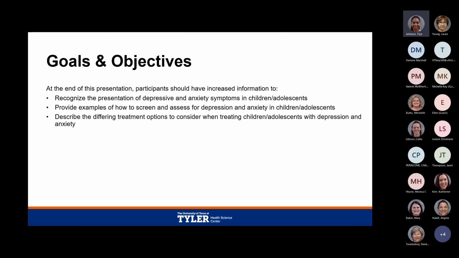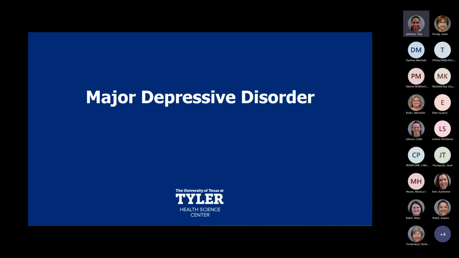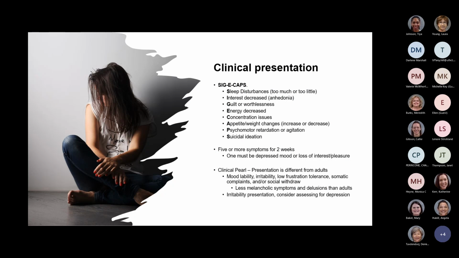And so for today, our goals and objectives are to recognize the presentation of depressive and anxiety symptoms in children and adolescents, provide examples of how to screen and assess for depression and anxiety in children and adolescents, and then describe the differing treatment options to consider when treating children and adolescents with depression and anxiety. So we're going to start with major depressive disorder.